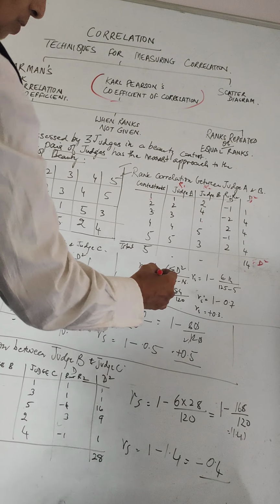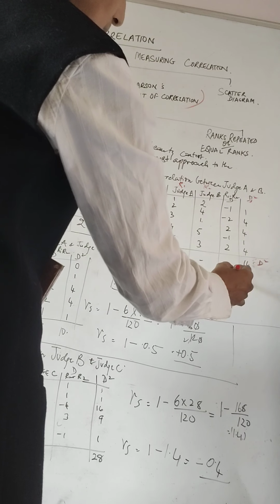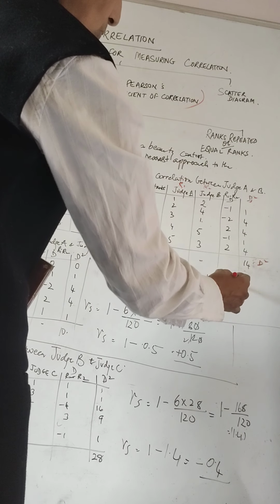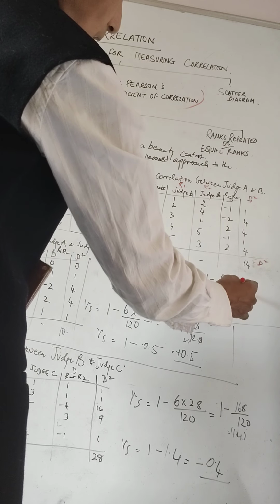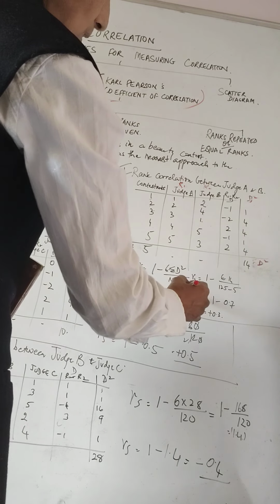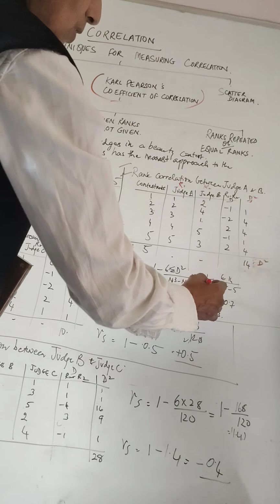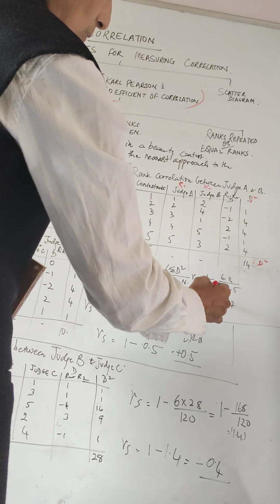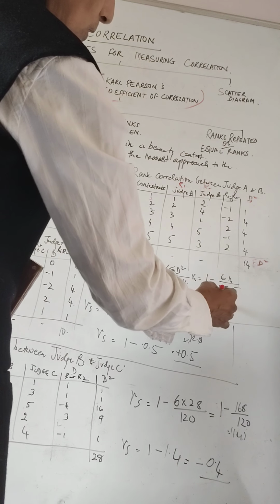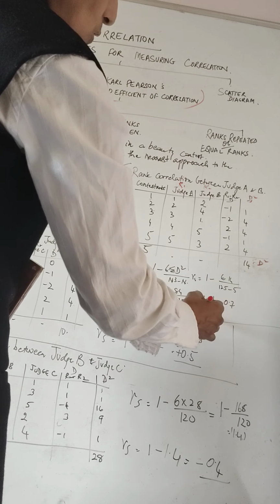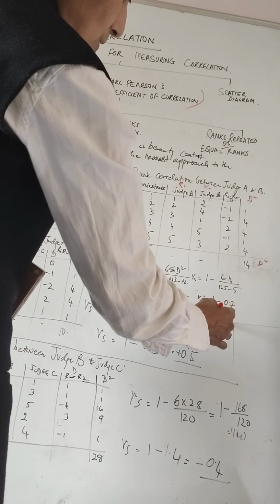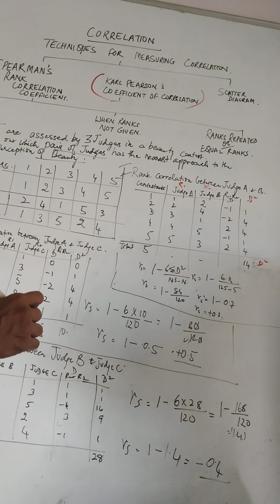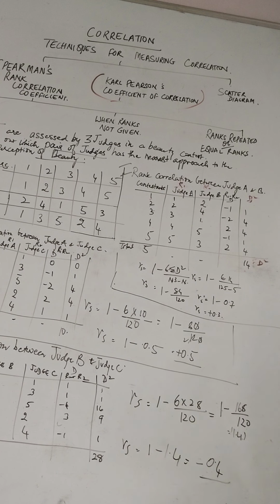N is 5. So what do we do? 1 minus 6 into 14 divided by N cube, that is 125, minus 5. So what you get is 1 minus 84 divided by 120. So Spearman's rank correlation is 1 minus 0.7. Ultimately what we get is positive 0.3, but that shows a very low degree of correlation.